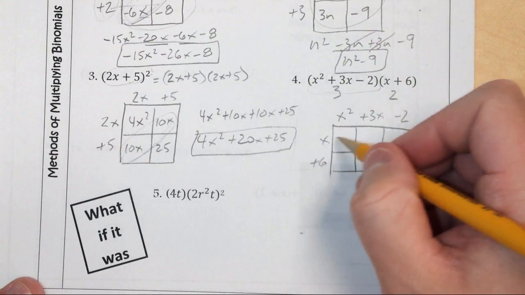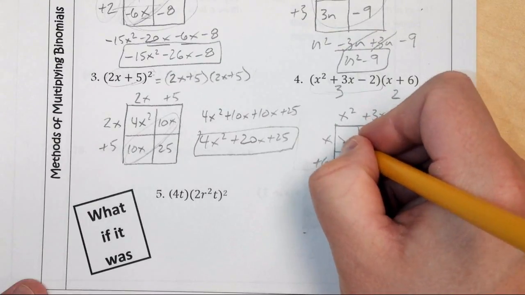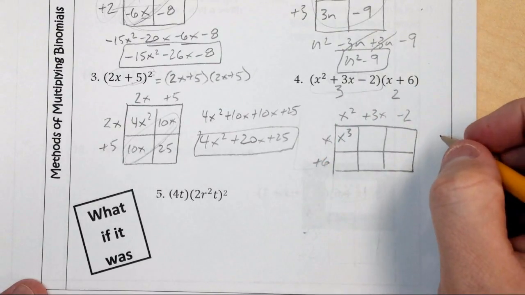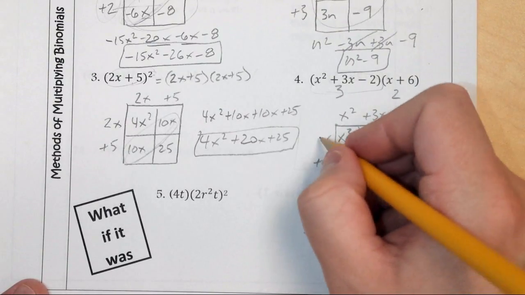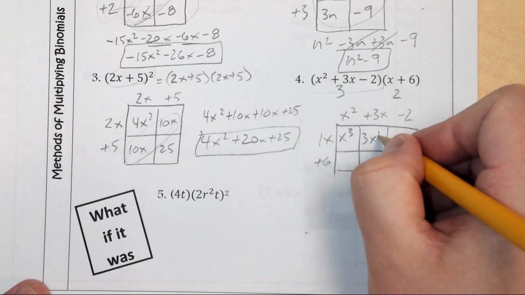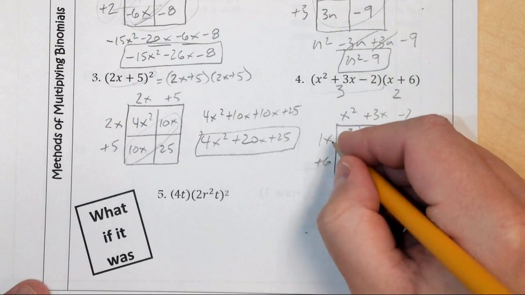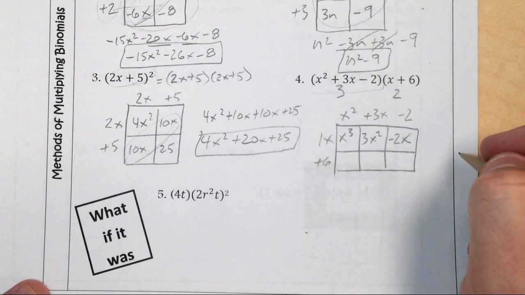I'm going to multiply this row by this column, and notice there's 1, 2, 3 x's. X times 3x, so this is a 1 in front. 1 times 3 is 3. There's an x times an x. That's a total of 2 x's. And then 1 times negative 2 is negative 2. There's only one x between these two, so I put 1x.